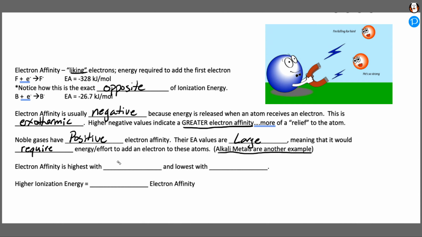Electron affinity is highest with non-metals and lowest with metals. As we're going to find out, non-metals, for the most part, really want to gain electrons, and metals want to lose electrons for the most part. So the higher the ionization energy, the lower the electron affinity.